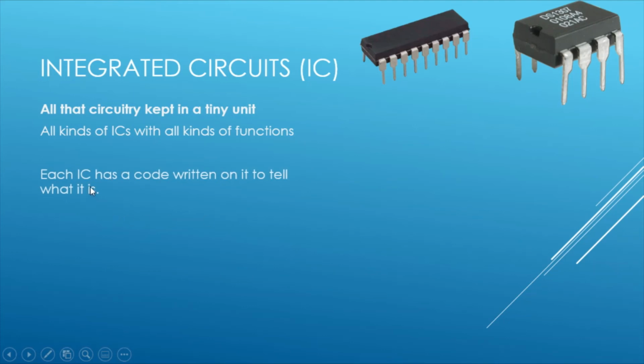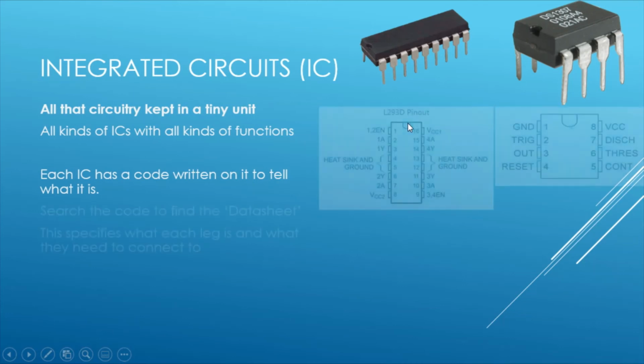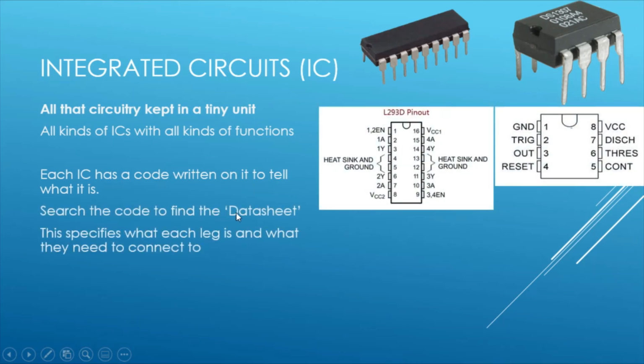Each integrated circuit has a code written on it, so when you're looking at these things, they all look exactly the same. You might not be able to tell. Some are bigger and some are smaller, depending on what they're used for. But essentially, to tell what it does, each IC will have a little code on the top here, written to tell you what it is. Google that code and search the data sheet.